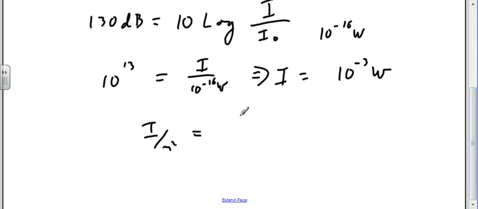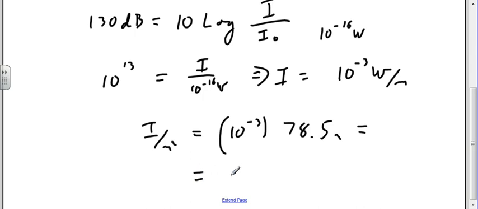So I'm going to take that. And this would be watts per meter is what it would be in. So I'd have to take it and go 10 to the minus 3 times 78.5 meters and end up with 0.78 watts. Now we know that that's not right.